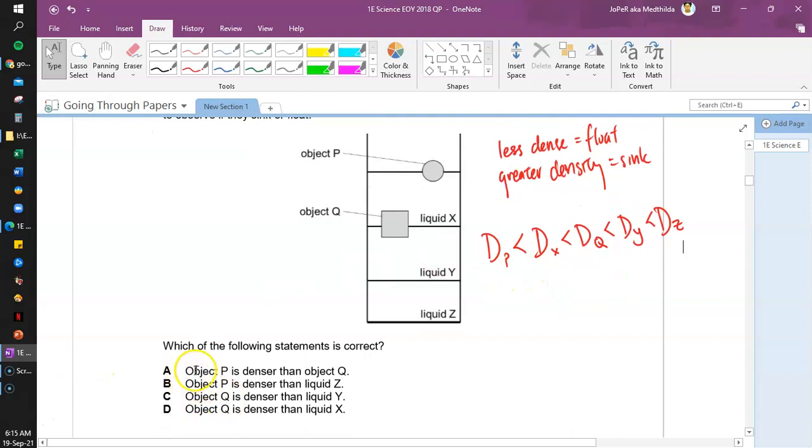So which of the following statements is correct? P is denser than Q. Is P denser than Q? Definitely not true, because P is the least dense. P is denser than liquid X. Once you see P is denser, definitely it's out because P is the least dense. Next one. Q is denser than Y. Is Q denser than Y? No. Q is actually less dense than Y. C is out. Q is denser than X. Yes, so you see here, Q is denser than X. Therefore, D is the answer.